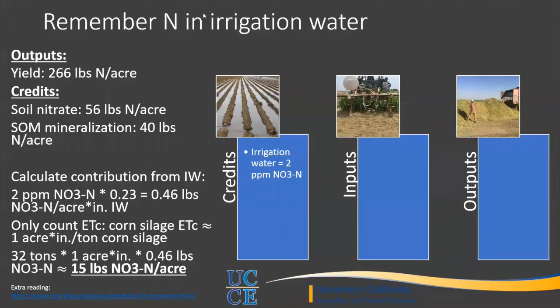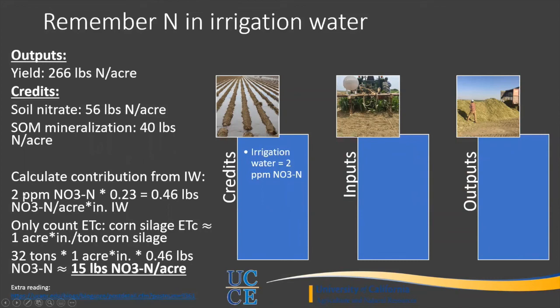And in this example, the final credit that we're going to give to our crop in the nitrogen budget is to irrigation water. This particular field, for example, doesn't have access to ditch water from an irrigation district, so they rely in this field completely upon irrigation by a groundwater well. Upon testing that groundwater quality, we determined that the concentration of nitrate nitrogen is 2 parts per million.